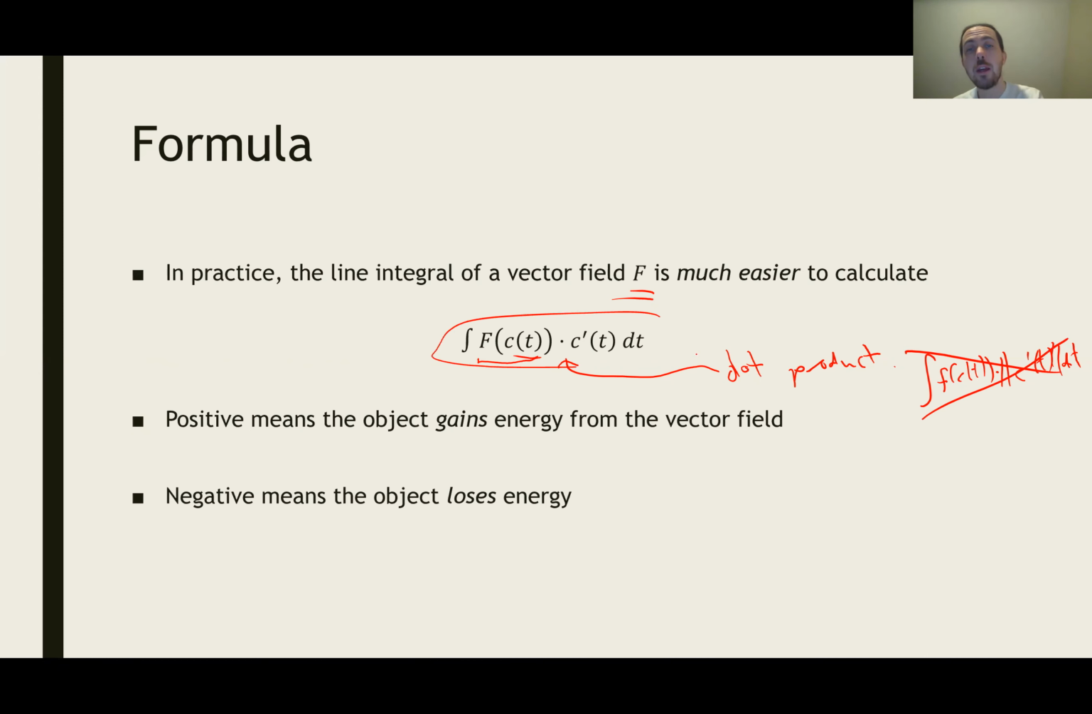So then we integrate, and if we get a positive number, that means that the object that's moving through gains energy from the vector field, and if we get a negative number, it means that the object in net loses energy from the vector field as it's moving through.